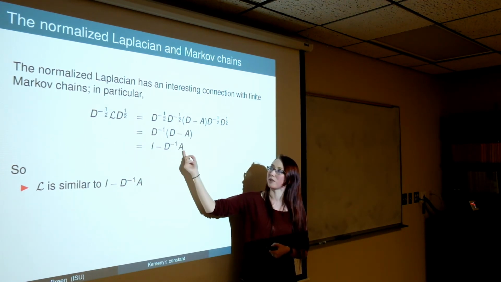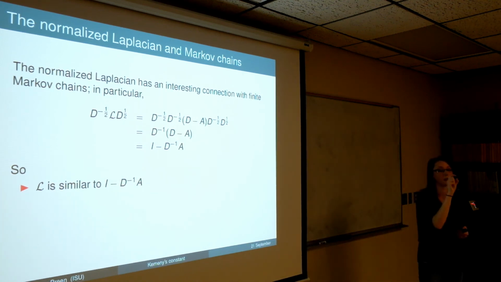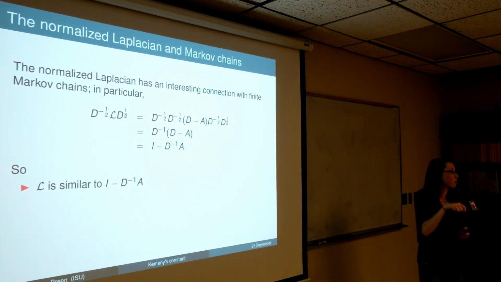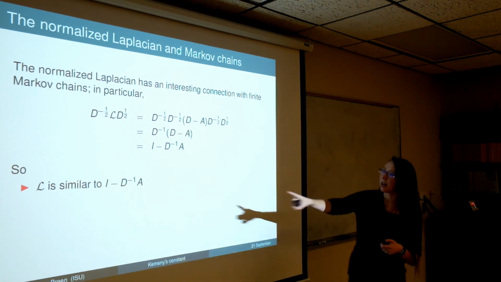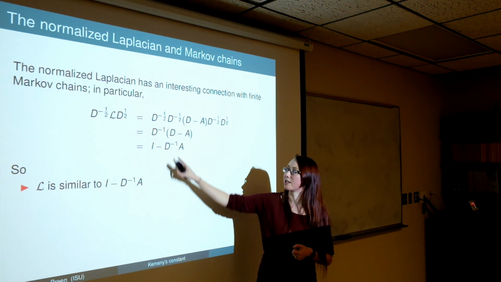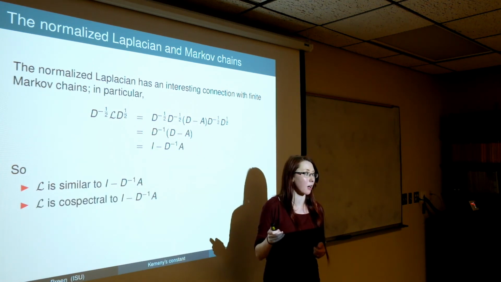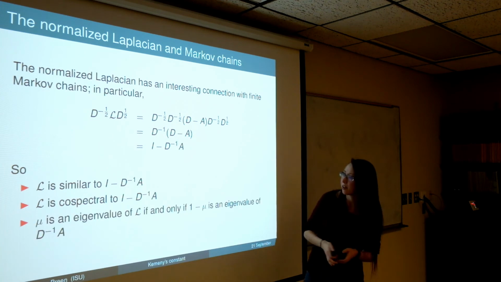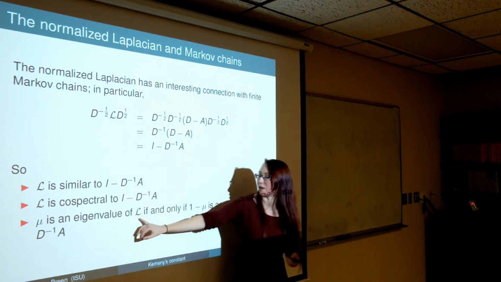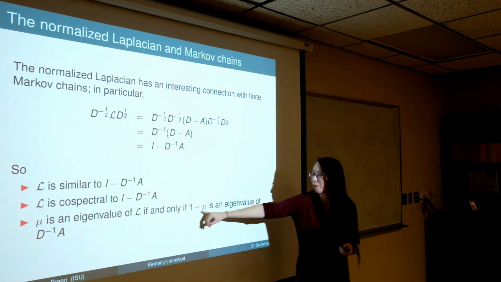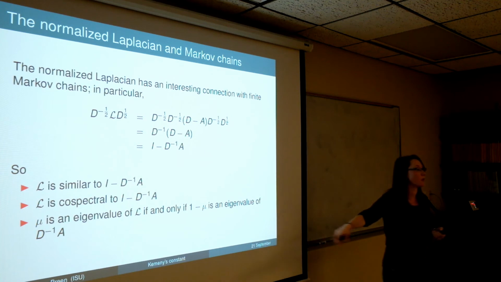Right? So D inverse times A is the transition matrix for the random walk on the graph, because the transition probability is 1 over the degree of my vertex coming out of that. So what that means is my normalized Laplacian is similar to this, which means that it's cospectral to that. So I have mu as an eigenvalue of L if and only if 1 minus mu is an eigenvalue of my transition matrix for the random walk.